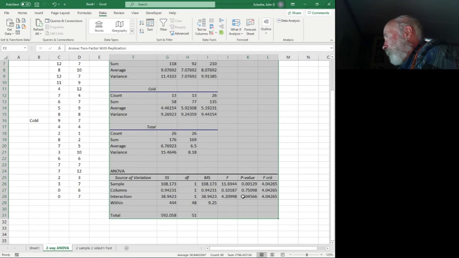But overall, the model is significant, and we do now know that the vigilance on a warm day is different from the vigilance on a cold day. And up here we determined that the average vigilance on a cold day was actually less than the average vigilance on a warm day. Very good.